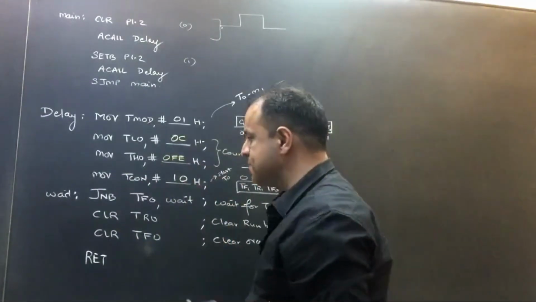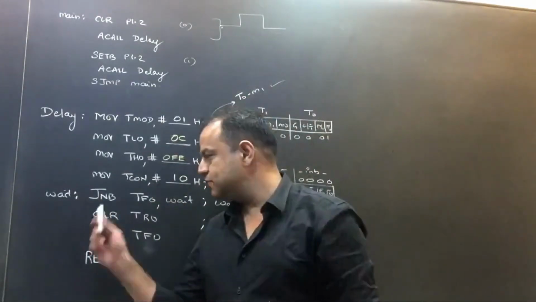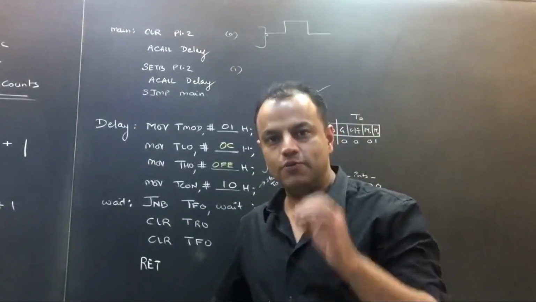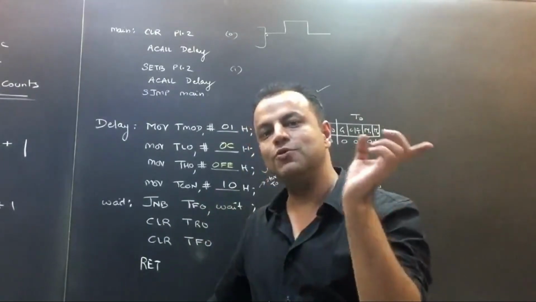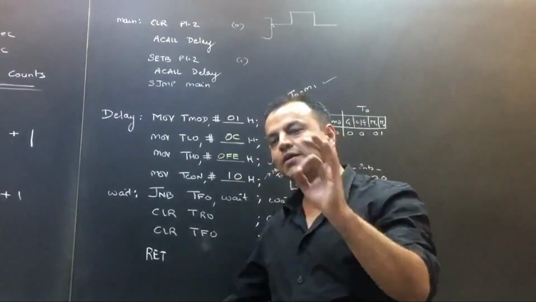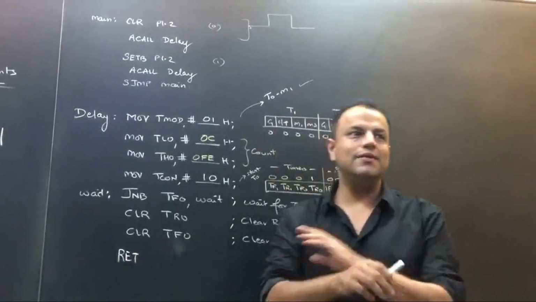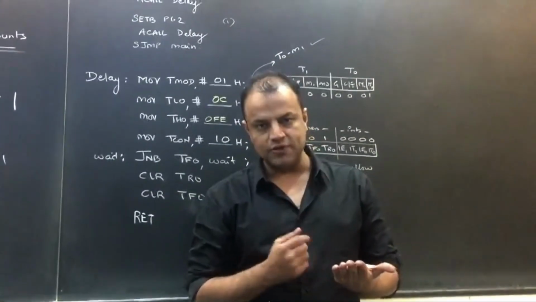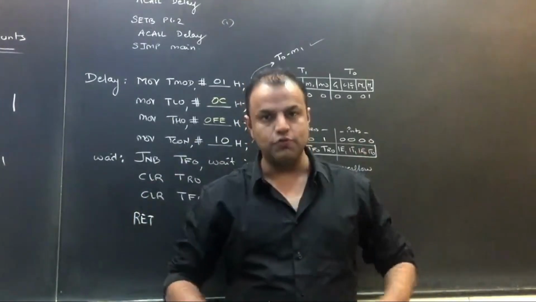Once again. JNB stands for jump if not bit. Not bit means not set. Not set means 0. So if TF0 is 0, jump to the location wait. Keep doing this and break the loop when TF0 becomes 1. Tell me, is this clear? So when this loop breaks, the timer has overflown. So what happened? You had chosen the mode, you gave a count, you started the timer, it goes on changing the count. Eventually it has overflown.